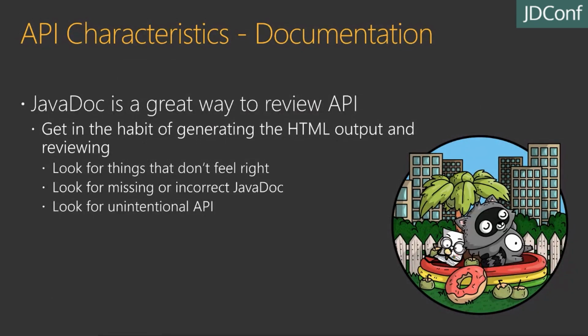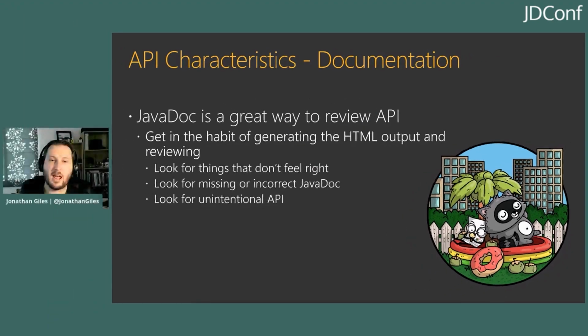It's also a really good way to review API. Getting into the habit of generating the HTML output and reviewing it is a really good thing to do, because when we're looking at JavaDoc, we're seeing the API through a different lens. We're not looking in our IDE anymore, interspersed with a whole bunch of implementation code. We're just seeing the API. So we can look for things that don't feel right. We can look for poorly formatted JavaDoc or API that's actually not intended to be API.